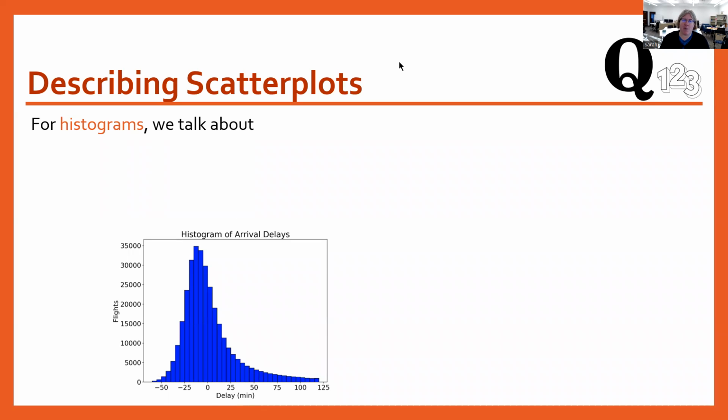With histograms from chapter 1, there were 4 things that we talked about to describe that histogram. Those 4 things are shape, center, spread, and outliers.